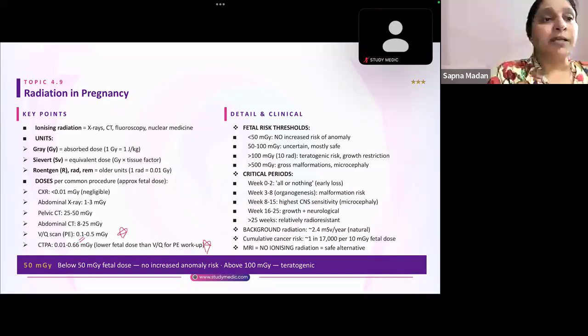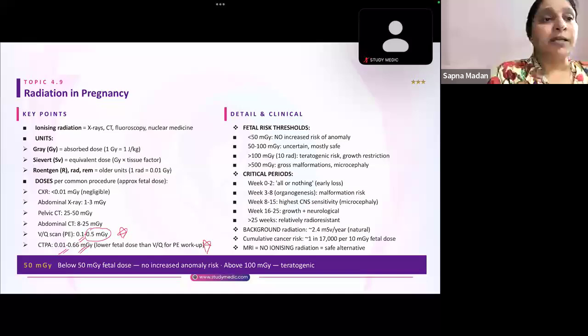Sorry, I'm getting confused. VQ scan is 0.1 to 0.5. We usually take it as 0.5, and CTPA is lower, 0.01 to 0.66 milligrays. It is a lower fetal dose than VQ scan for pulmonary embolism workup. So CTPA is around 0.1; we take it as 0.1, and VQ scan we take as 0.5. That is what is mentioned in the NICE guidelines.